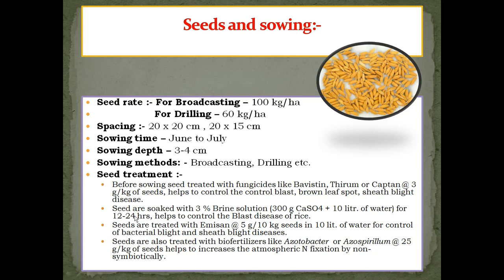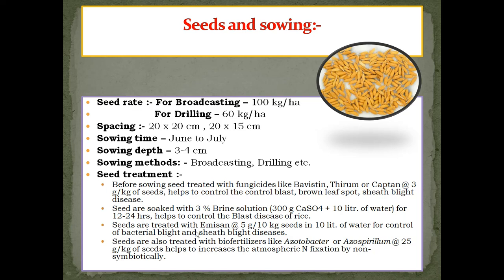The next one is that seeds are soaked in a 3% brine solution, that is 3 gram of calcium sulfate plus 10 liter of water, for 12 to 24 hours. This is helpful for the control of blast disease, which is a major disease of rice. It can be controlled by soaking seeds in the 3% brine solution. This is the recommended treatment and is useful for control of the blast.